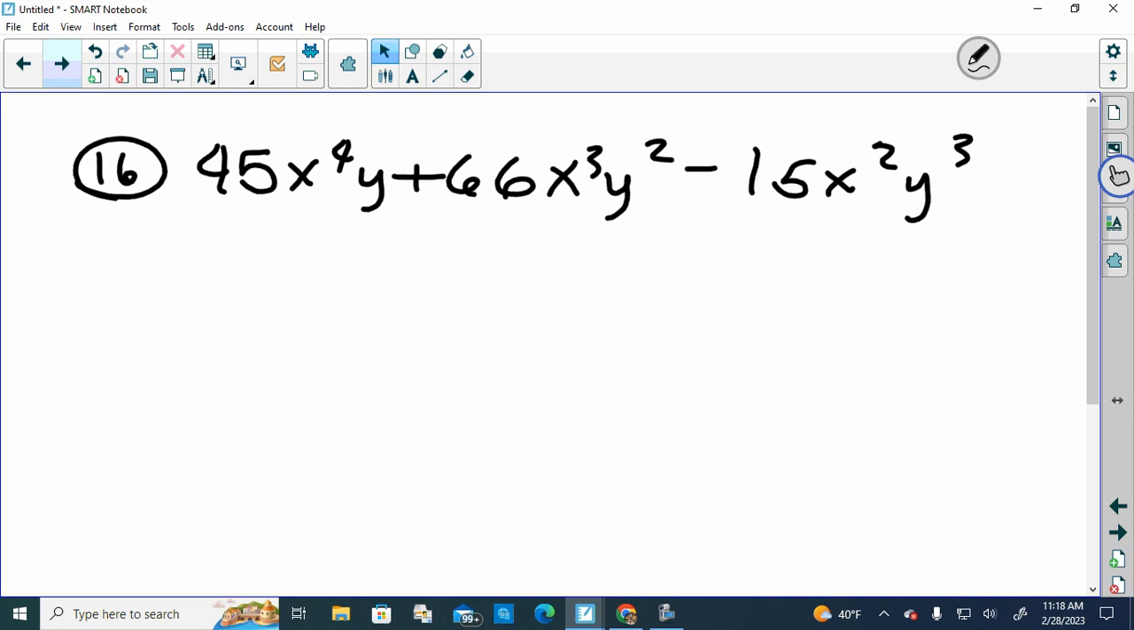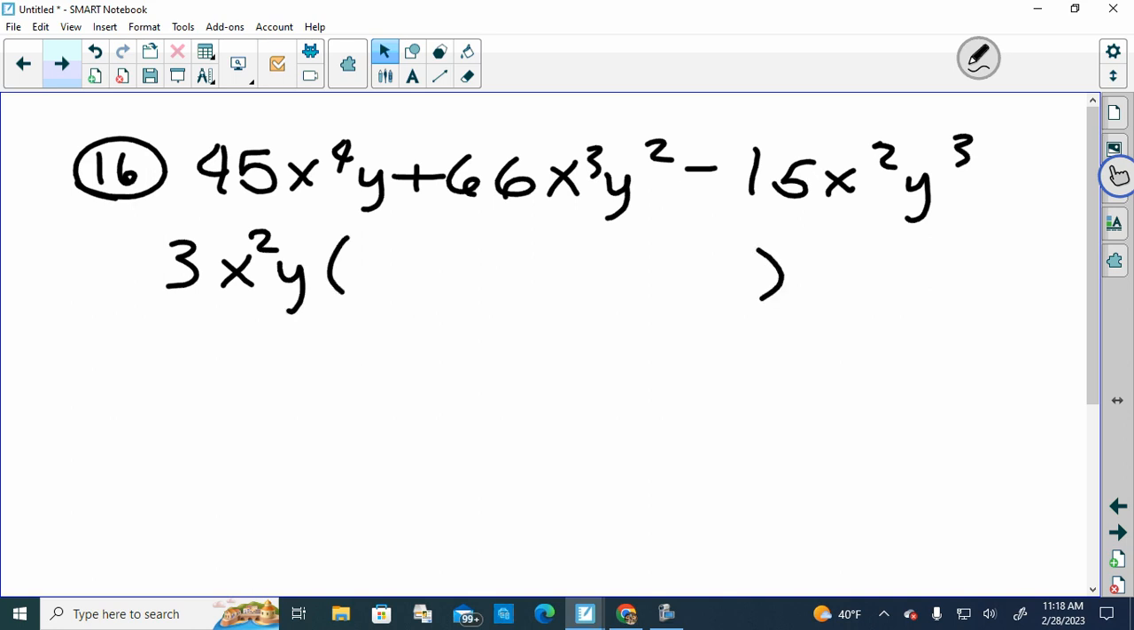Okay, what's our biggest number that we could take out of 45, 66, and 15? 3. Good. I would have guessed 5 because of these 2 numbers, but you can't take 5 out of that one, right? So the only other factor of 15 is going to be 3. Good job. Okay, x's. 2. 2, good. Y's. 2 or 1. Just 1. Okay, so now we're going to write what's left.